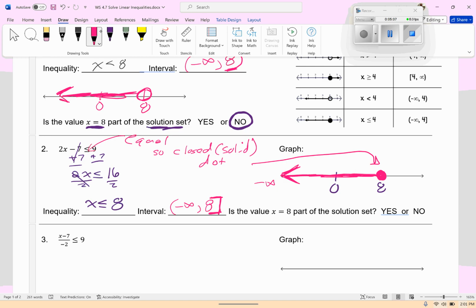Why is that? Because it's a closed dot. If I didn't have the graph to look at, what else would tell you that it would be a square bracket? The equal sign. So that right there means it has to have that square bracket. Okay? Pretty simple. All right, let's flip to the back page. Back side of that paper, please.